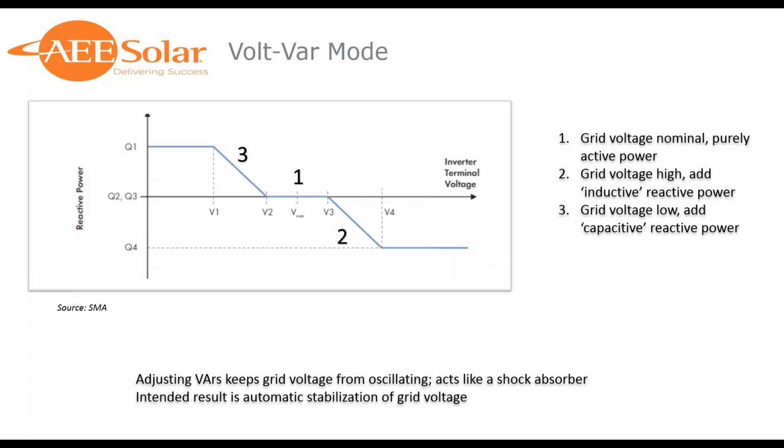In example 2, a higher than nominal voltage, that's going to add inductive reactive power. In zone 3, it's going to add capacitive reactive power. So it's going to adjust VARs to help keep the grid voltage from oscillating. It's going to act like a shock absorber, and it should help stabilize grid voltage.